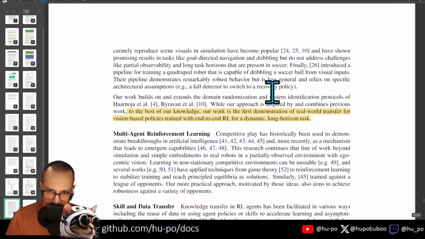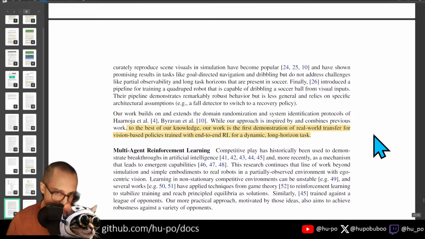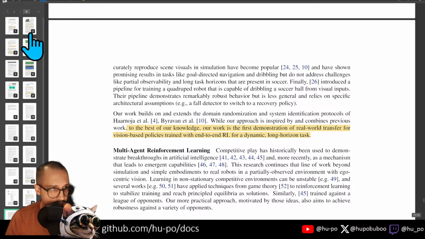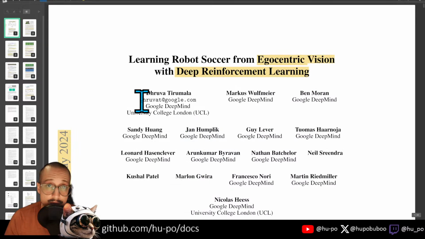And then real-world transfer refers to the fact that this is trained entirely in simulation and then zero-shot deployed into the real world. Sim to real has historically been an issue for reinforcement learning. So real-world transferring a vision-based policy is quite impressive, right? Real-world transferring a policy that uses states is a little bit easier, but vision-based is quite hard. So we're going to get into it.